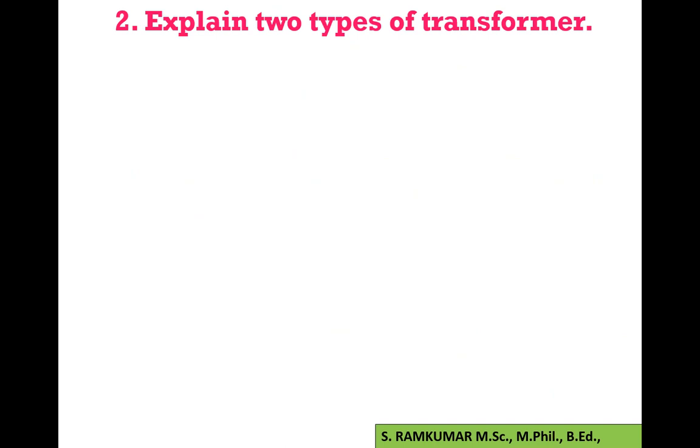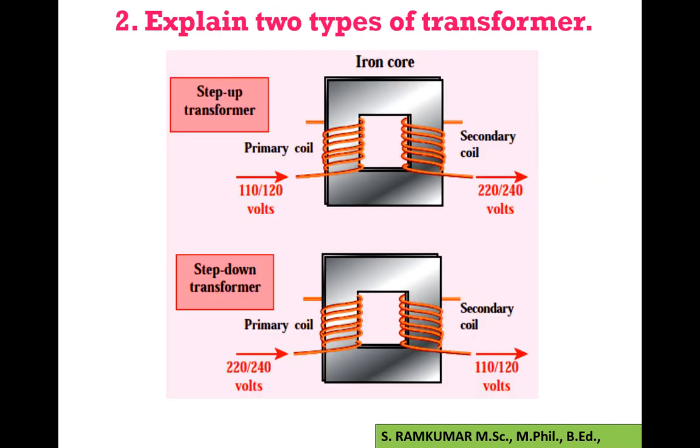Second question. Explain two types of transformer. So one is step-up transformer and another one is step-down transformer. In a step-up transformer, the iron core carries the primary coil at 110 or 120 volt and the secondary coil at 220 or 240 volt. And in a step-down transformer, the primary coil is 220 or 240 volt and the secondary coil is 110 or 120 volt.